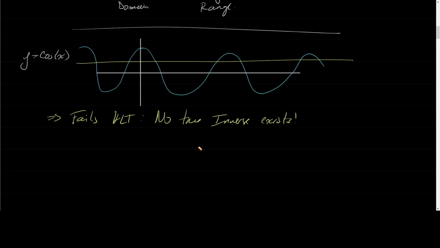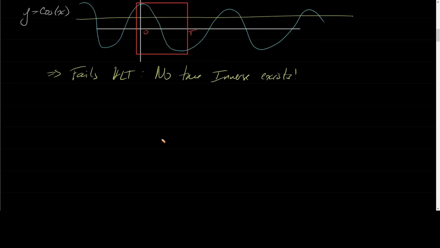However, we already know how to get around that. All we need to do is restrict the domain. And in this case, we're going to restrict it this way. We're going to say this piece right here is what we're going to be looking at. We're going to go from 0 all the way up to pi. All right.